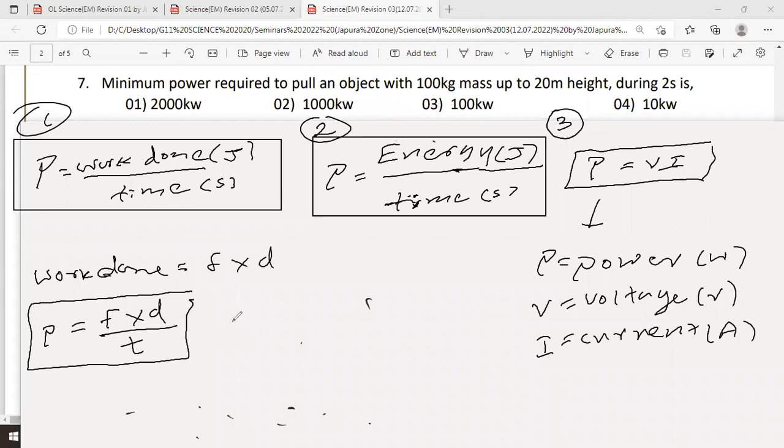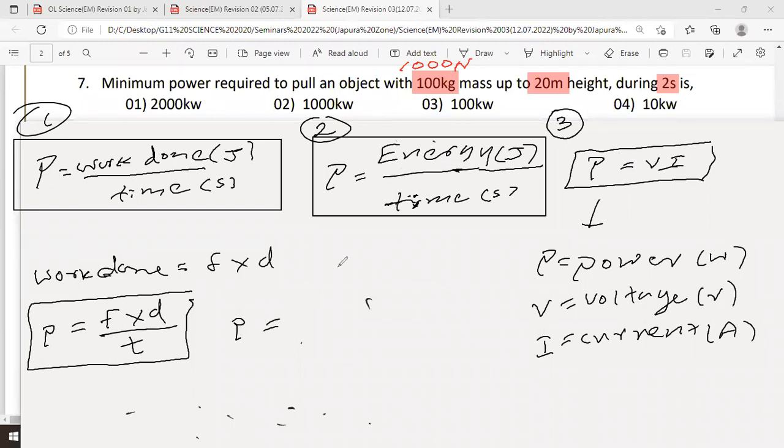Now you can apply the values to this equation. Look at the data given: 100 kilogram mass, 20 meters height, 2 seconds. The time taken is 2 seconds, the height is the distance or displacement in meters, and the 100 kilogram you have to convert into Newton. 1 kilogram equals 10 Newton, so 100 kilogram means 1000 Newton. That will be the force.